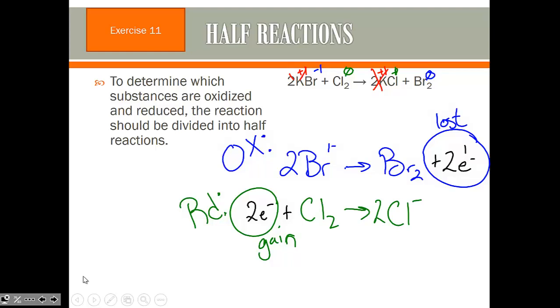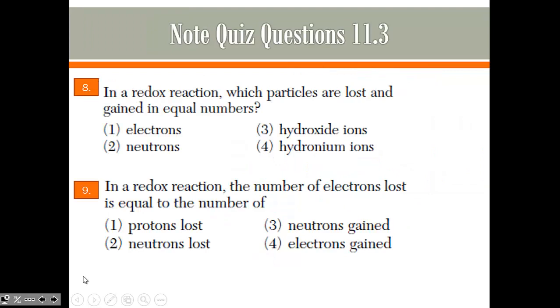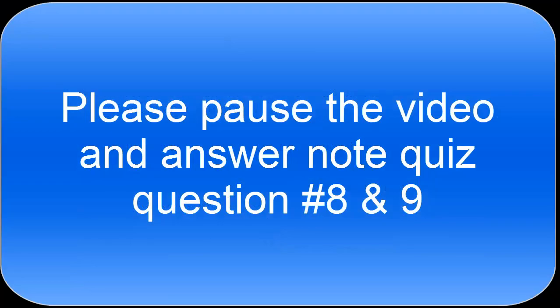the amount of electrons given off has to be the same. If bromine gives off 2 electrons, chlorine has to pick up 2 electrons. So the amount of electrons transferred is always the same. And with that, you are able to answer the next 2 note quiz questions in your packet. Please answer questions 8 and 9 in the back of your packet, record your answer, and enter it into the Google form at the end of the video.